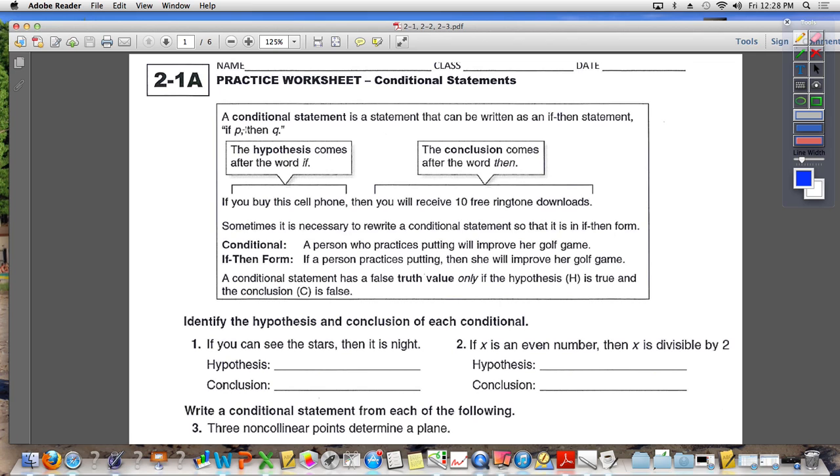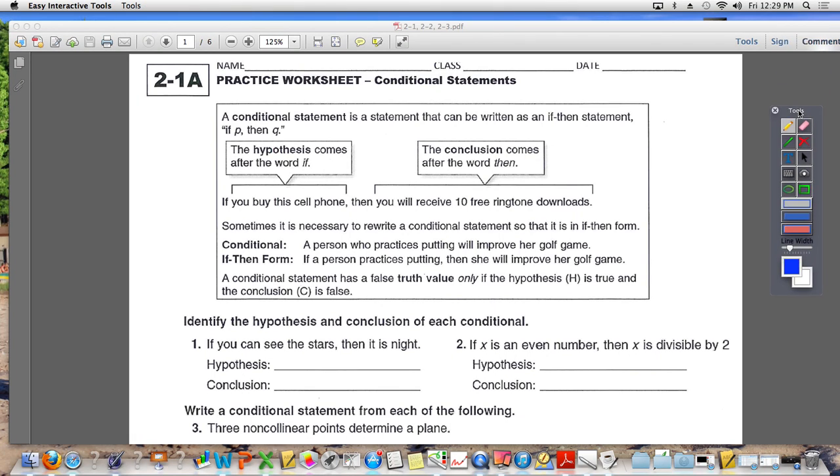We're going to start out with a sentence called a conditional statement. As it says in front of you, a conditional statement is a statement that can be written as an if-then statement. And then after that it says this: if P, then Q. Right here, if P then Q.